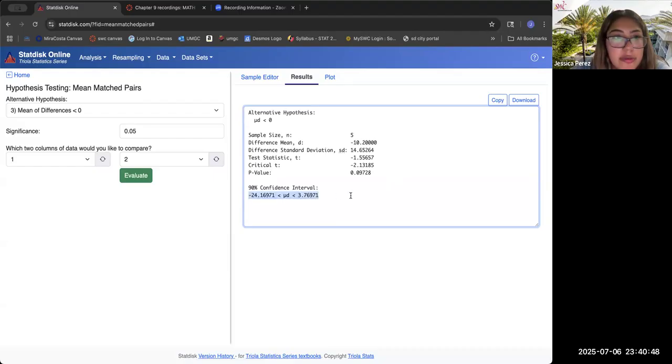And then looking at the confidence interval, this is a 90% confidence interval. We can find the confidence interval of negative 24.16, less than the mean of the difference, less than 3.7. And notice that 0 is in between, so there is not going to be a significance. So all of them matched. We will fail to reject the null.